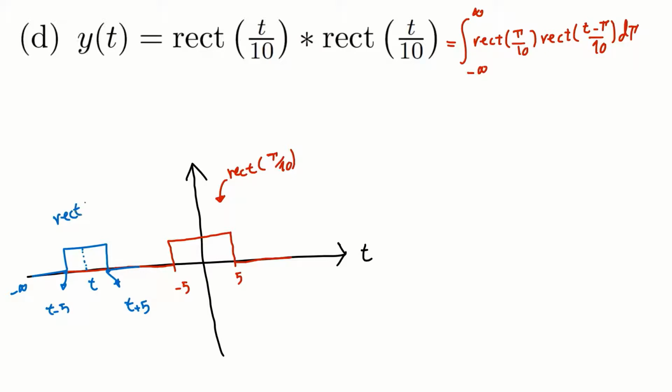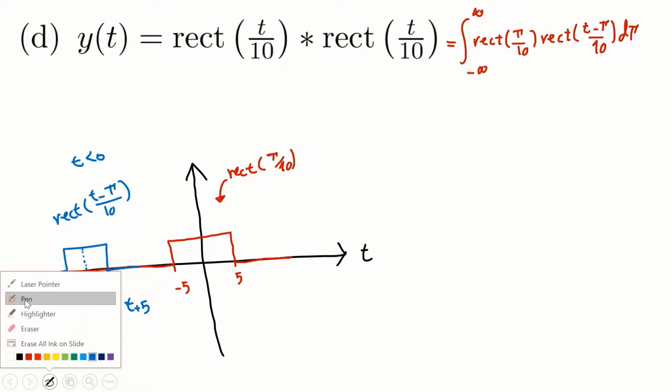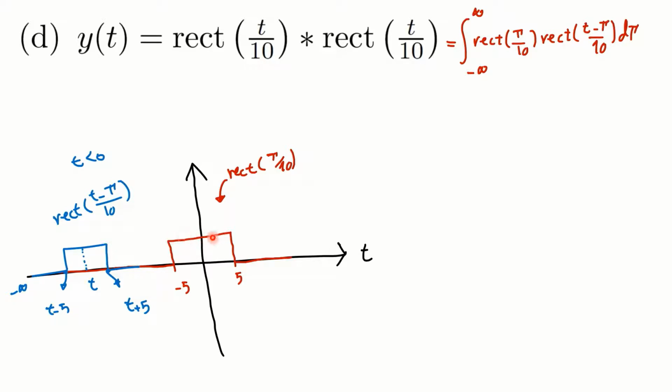So this is the rectangular signal of (t minus tau) over 10 for t smaller than 0, much smaller than 0 actually. So the product of these two signals is 0, and that's because the non-zero part of this signal overlaps with the 0 part of this signal. Okay, you see in the interval from minus 5 to 5, this signal is 0, and the non-zero part of this signal overlaps with the 0 part of this signal. So that's why the product of these signals is 0.